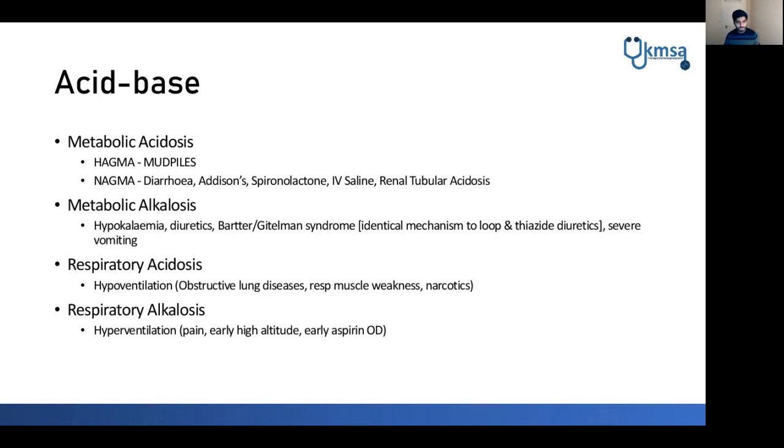There are certain genetic syndromes that can cause metabolic alkalosis, diuretics, and severe vomiting. And then respiratory acidosis and alkalosis are easy. It's usually due to hyperventilation or hypoventilation, and whichever causes both. So you can see them there.